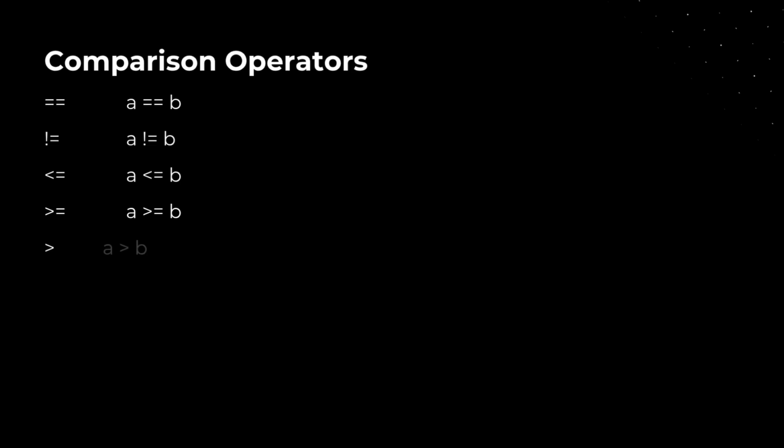For greater than, the syntax is A > B. It returns true if the left operand is greater than the right. For less than, the syntax is A < B. It returns true if the left operand is less than the right. Let's see an example code for the comparison operator in action.